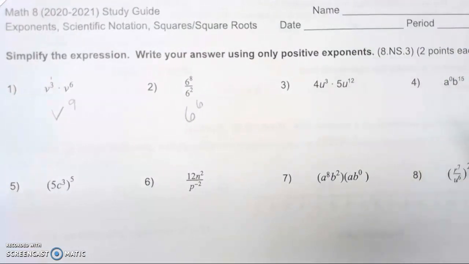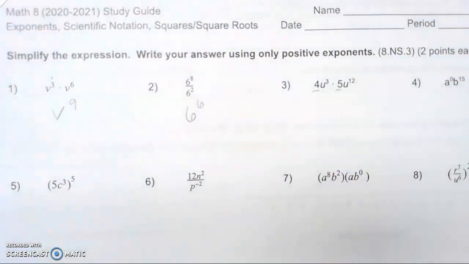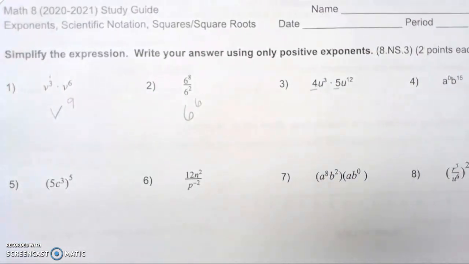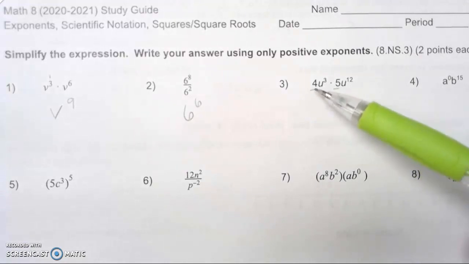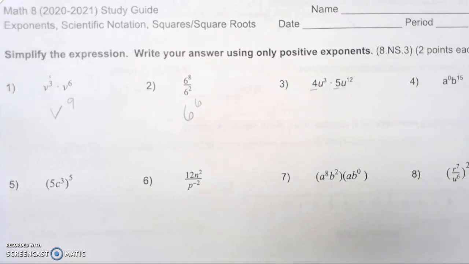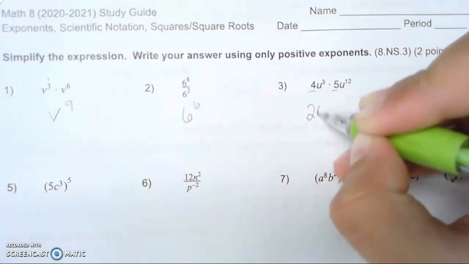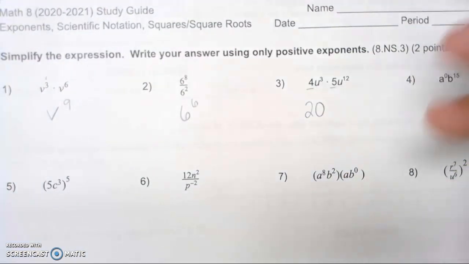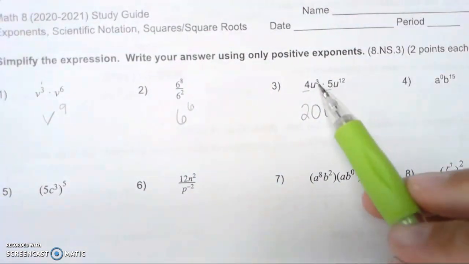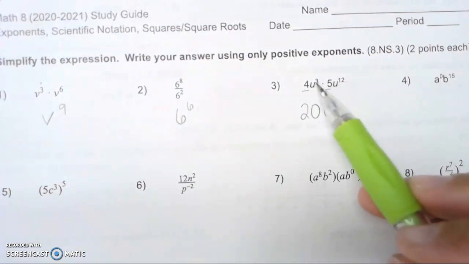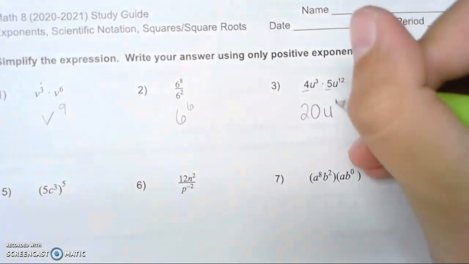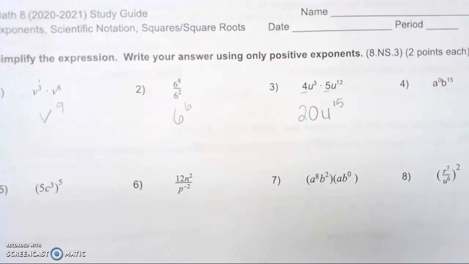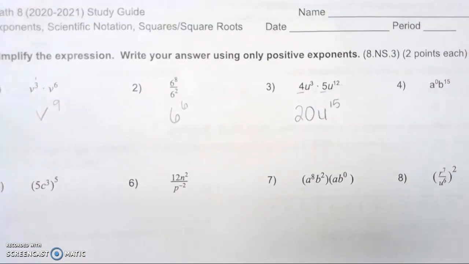Number 3, notice that we do have coefficients. So when you have coefficients, those are numbers attached to variables. So that means that you can multiply or divide like normal. So in this case, we will multiply the 4 times the 5 to give you the 20. And then your bases, you will keep your base as u. And then since you're multiplying with exponents, you're just going to add your exponents. So 3 plus 12 is 15. So your answer is 20u to the 15th power.